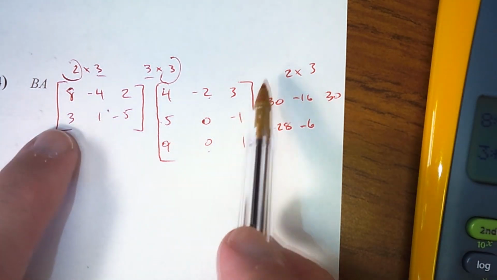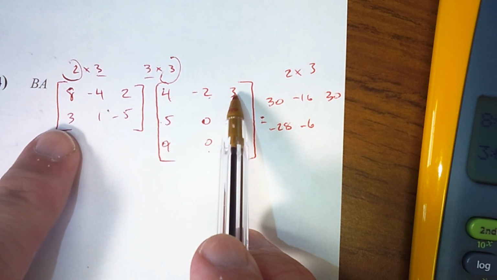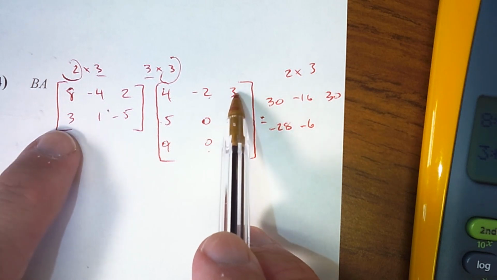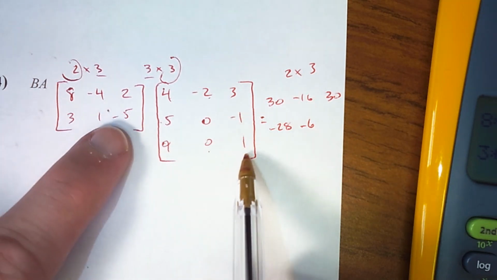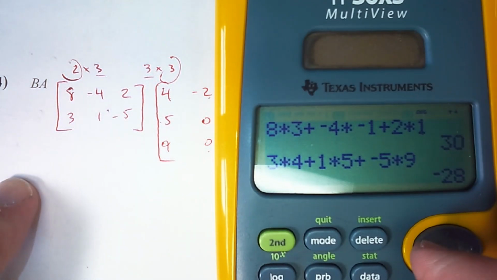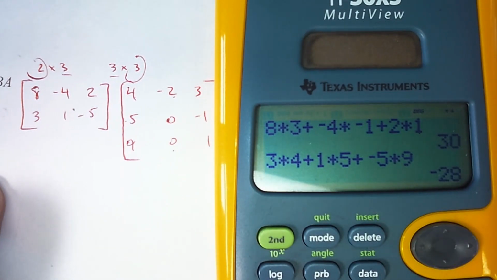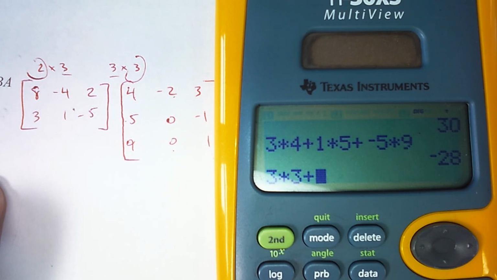And then I'm on the second row, third column: 3 times 3, negative 1 times 1, negative 5 times 1. So it's 3 times 3 plus 1 times negative 1 plus negative 5 times 1, and that is 3.